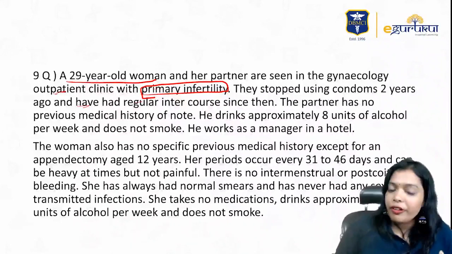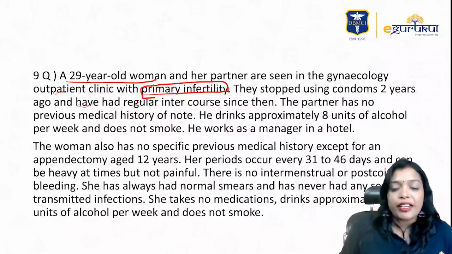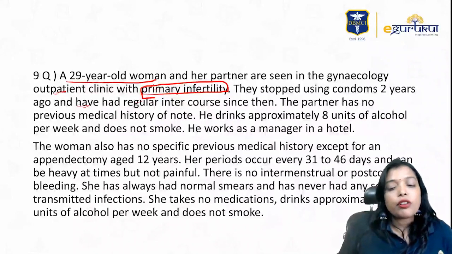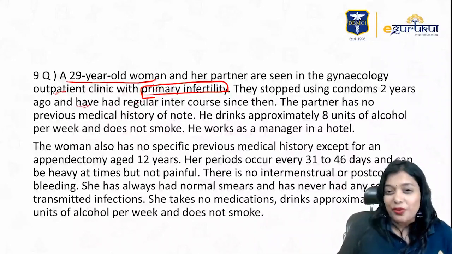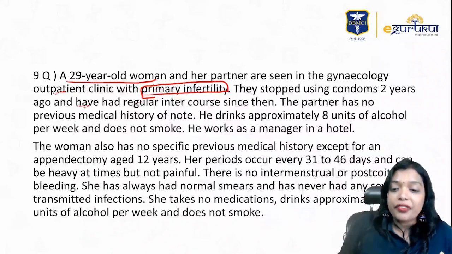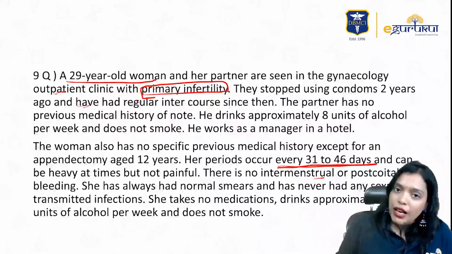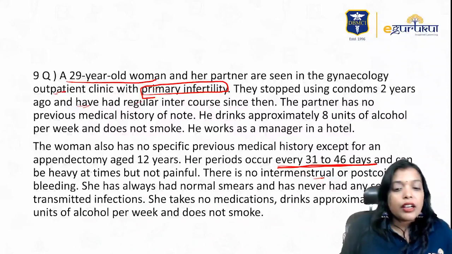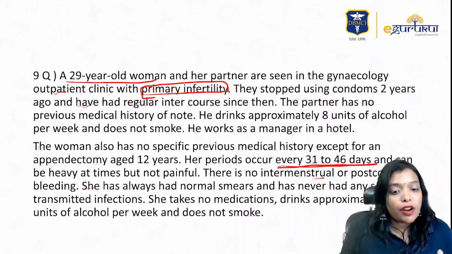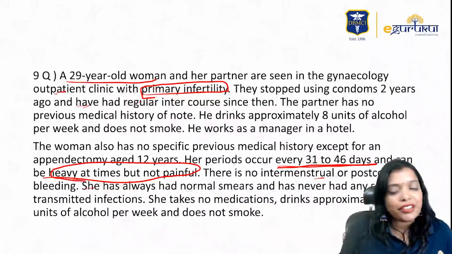The partner has no previous medical history of note. He drinks approximately 8 units of alcohol per week and does not smoke. He works as a manager in a hotel. The woman also has no specific previous medical history except for appendectomy. That's fine. Her periods occur every 31 to 46 days. This is not acceptable. So she has irregular cycles. So probably she's having anovulation. And can be heavy at times but not painful. Yes, so that confirms that we are dealing with an anovulatory cycle.